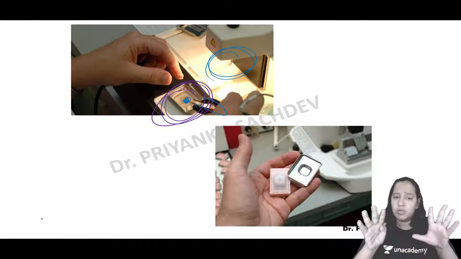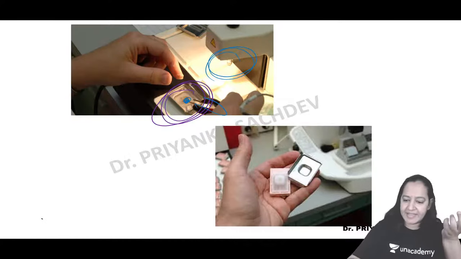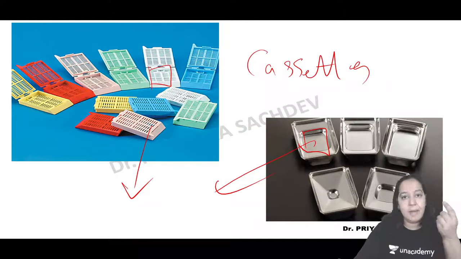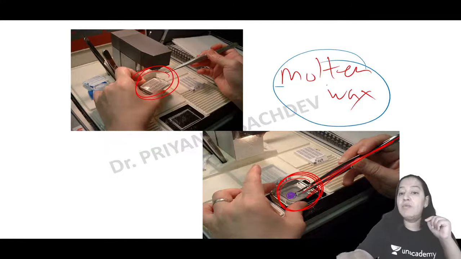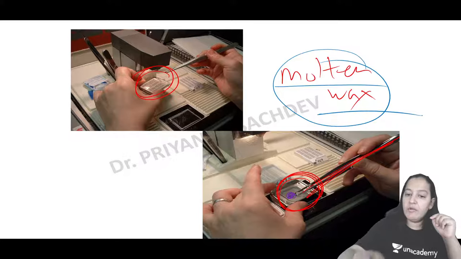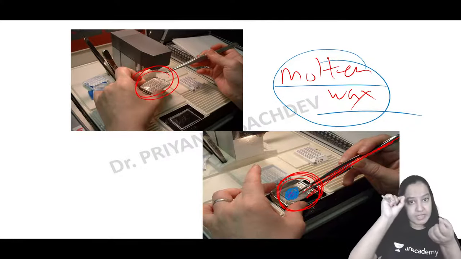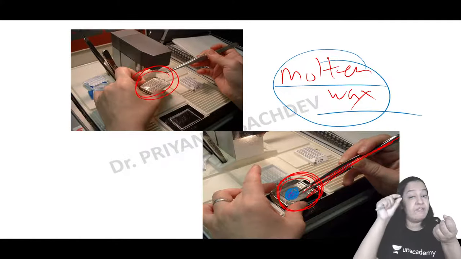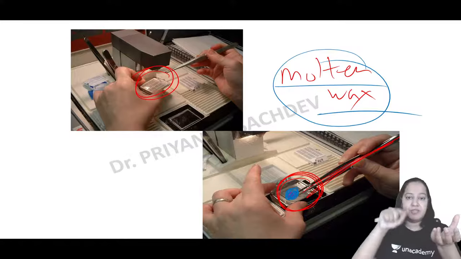So you are doing embedding. Have you got it? What is embedding? In embedding, you are taking a cassette, metallic or plastic. You are filling it with molten wax, pighle hue wax se. Then you are putting your tissue inside it. Can you see? This is your tissue here, I'm marking with blue. You are putting in your tissue, which is already dehydrated and already transparent.